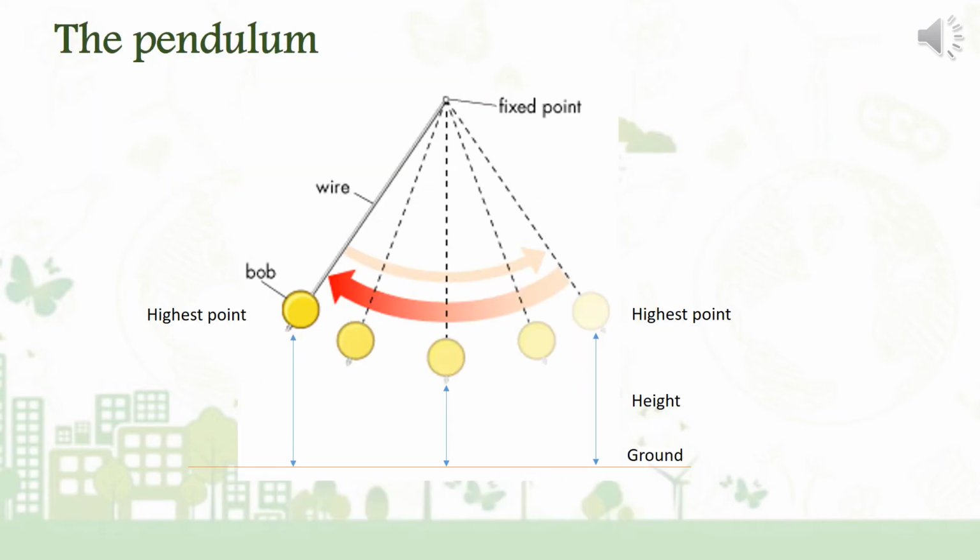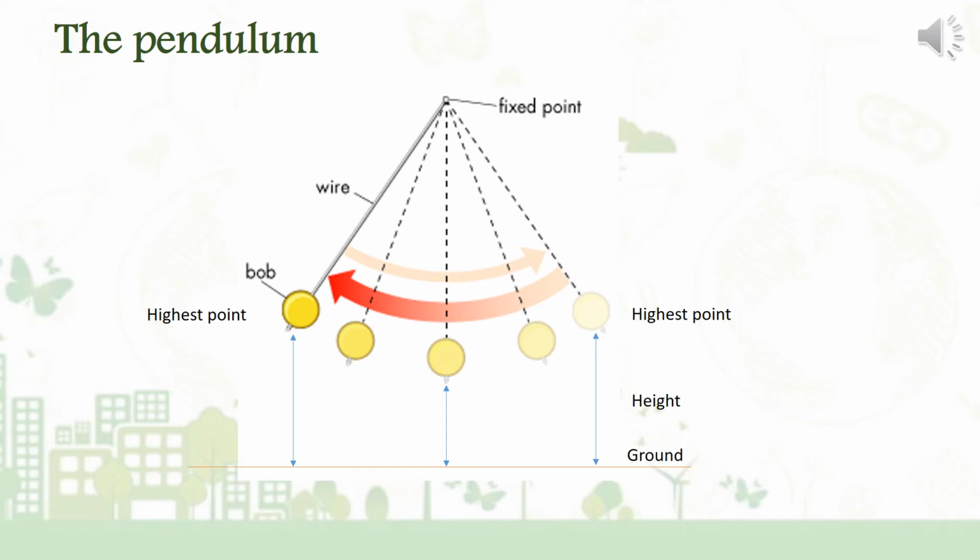A system which demonstrates the idea of conservation of energy is the pendulum. A pendulum is a mass called a bob attached by a string or rod to a pivot point so that the bob is able to swing freely backwards and forwards. So in this picture you can see the bob is fixed with a wire to a point and freely moving from one side to the other side.